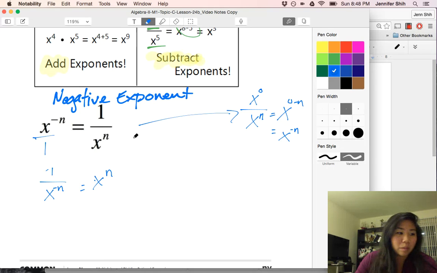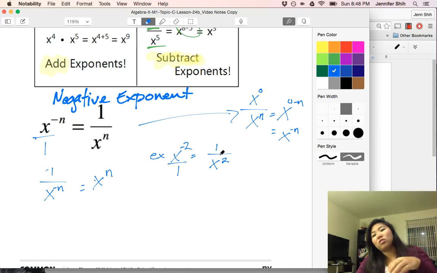Okay, as another example, if you have x to the negative 2 power, that means if this is x over 1, then this x term moves to the denominator. So now you have 1 over x squared. When you move the factor to the denominator, the negative sign goes away.